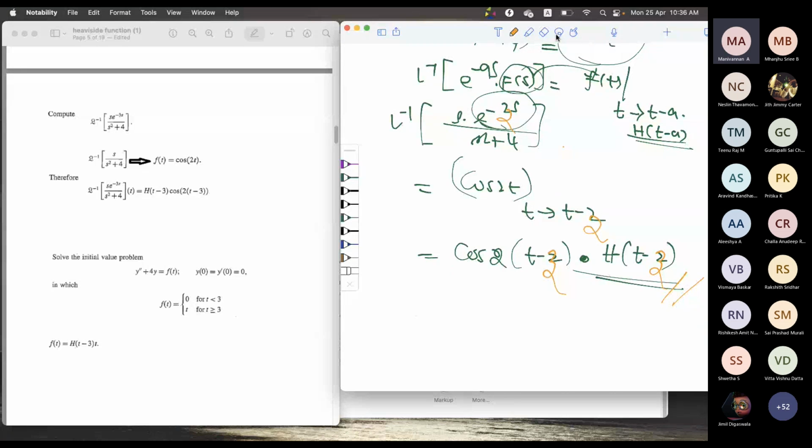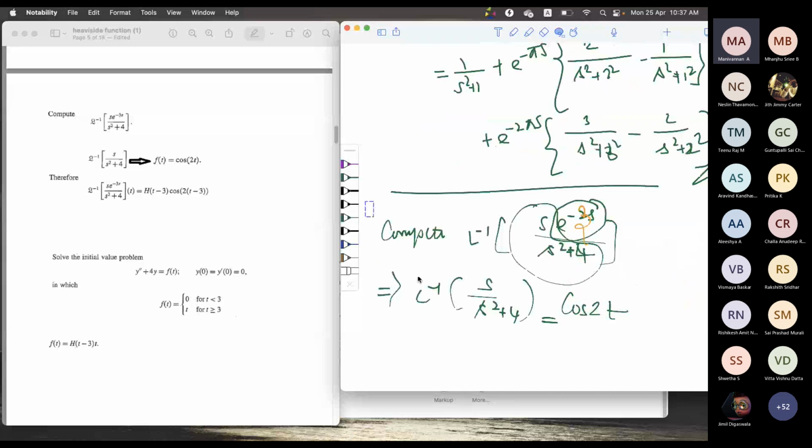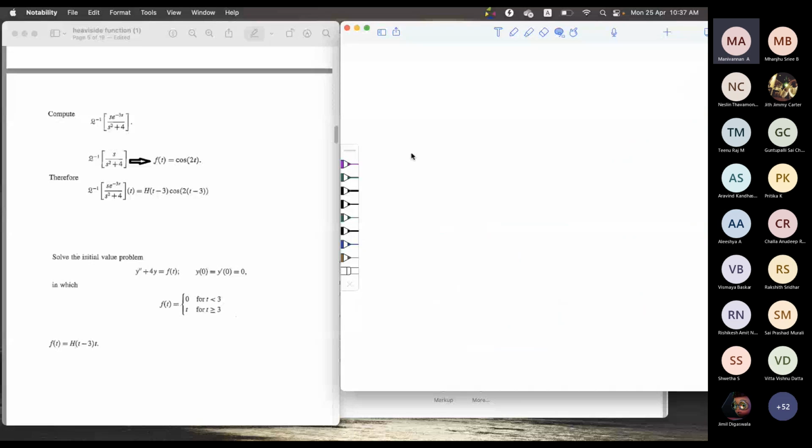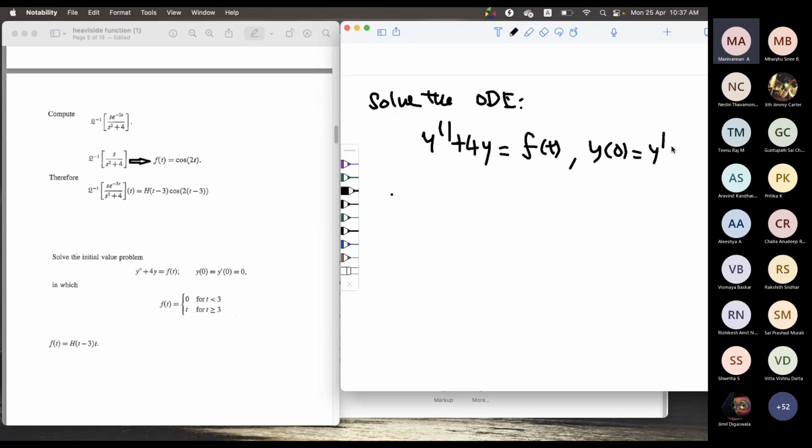Yes. Okay. Now the problem I will solve properly. So these are all for the understanding purpose, that's why I skipped this. Now solve the ODE. Solve the ODE initial value problem. y double dash plus 4 times of y equals f of t with my initial conditions y at 0 and y derivative at 0, both are 0.